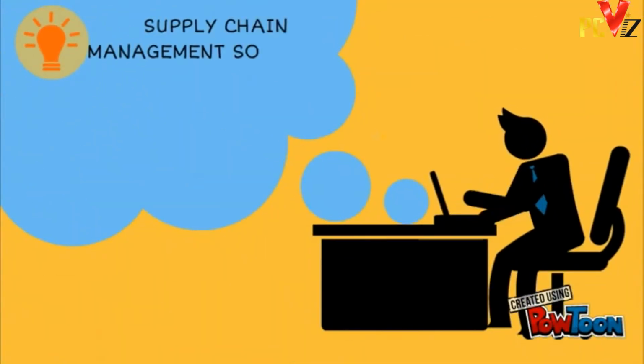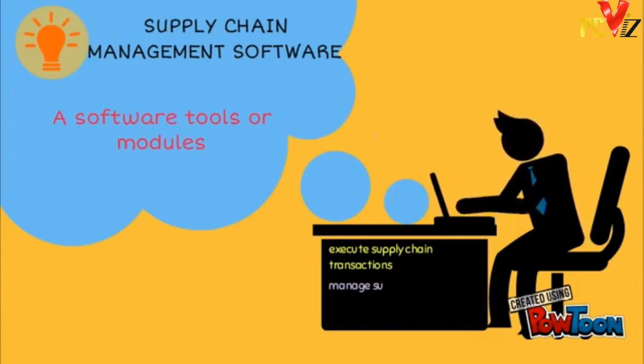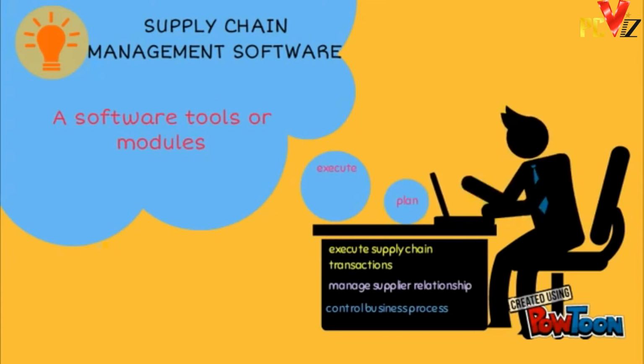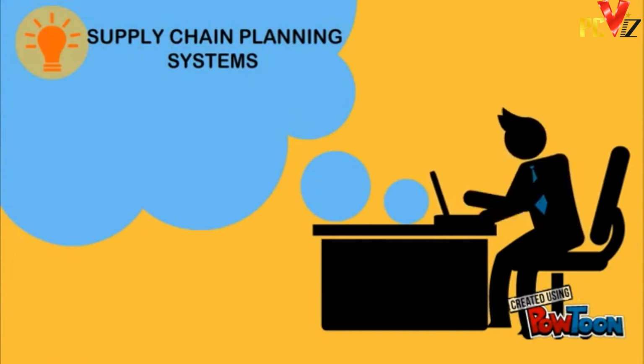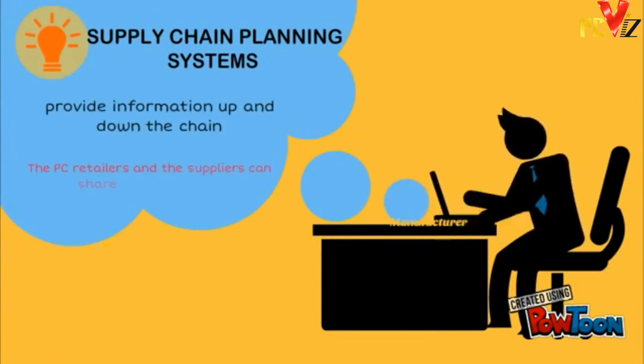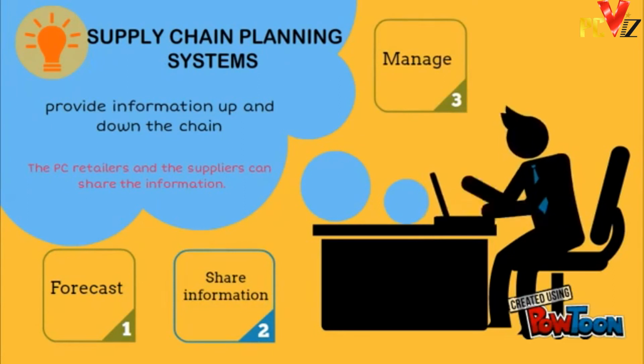Supply chain management software is a set of software tools, or modules, used to execute supply chain transactions, manage supplier relationships, and control the business process. It helps business to plan, to execute, and to make better decisions. Supply chain planning systems provide information up and down the chain. The PC retailers and the suppliers can share the information. The organization or firms can generate demand forecasts, share information, manage their flow of products, and coordinate activities with supply chain partners.